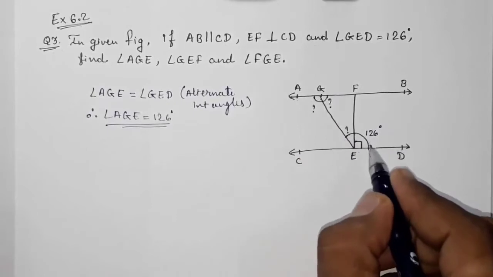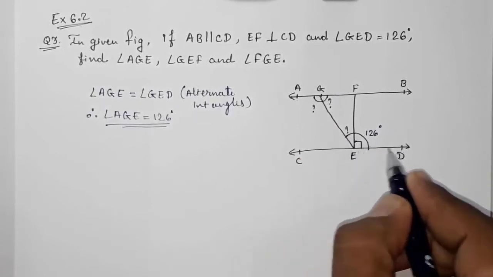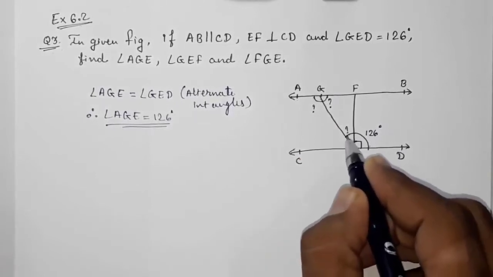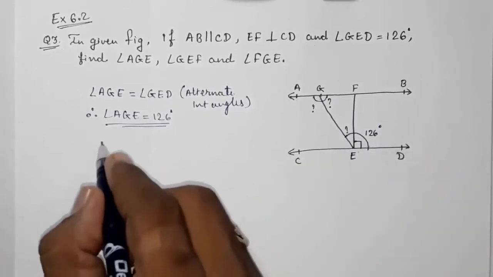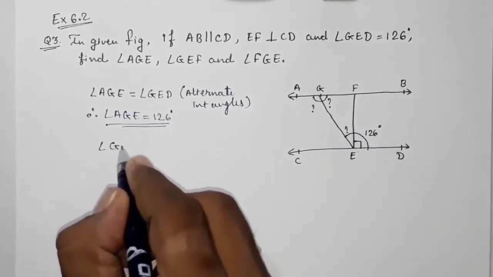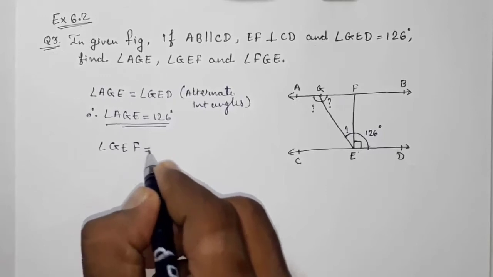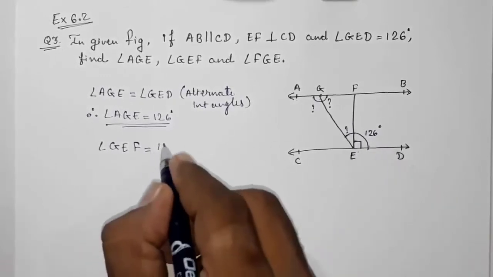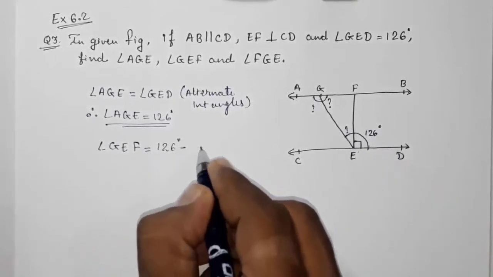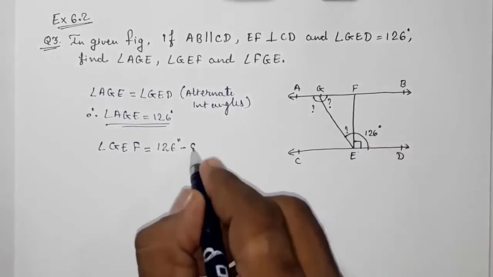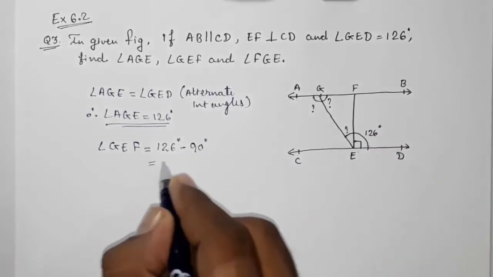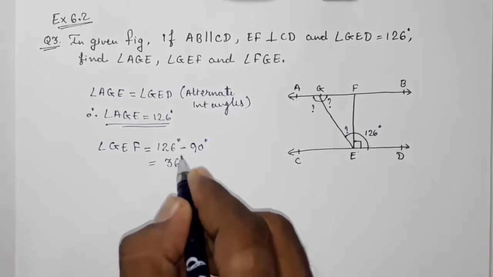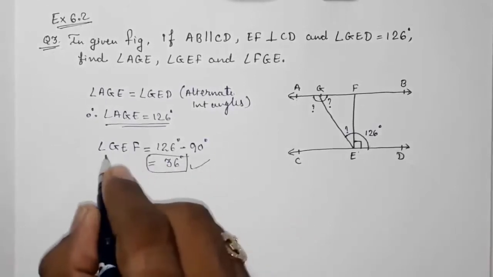Now we can see this whole angle is 126 and FED is 90. This is perpendicular. So can we find out this? Yes, directly. Angle GEF is equal to 126 degrees minus angle FED, that is 90 degrees. So this GEF will be 36 degrees. This is our second answer.